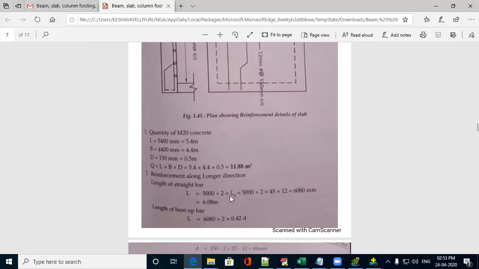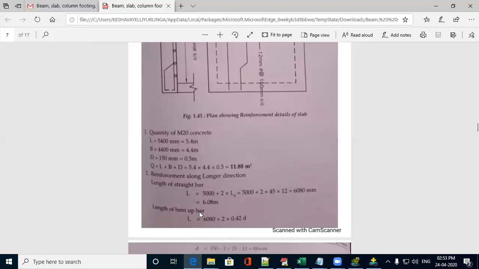This development length will be given in the question. If not, assume it to be 45 times the diameter. So it will be 5,000. We are working in longer direction. So it will be 5,000 plus 2 times 45 times the diameter of the bar. Diameter of the bar here is 12 mm. So it comes to 6080 mm, that is 6.08 meter.